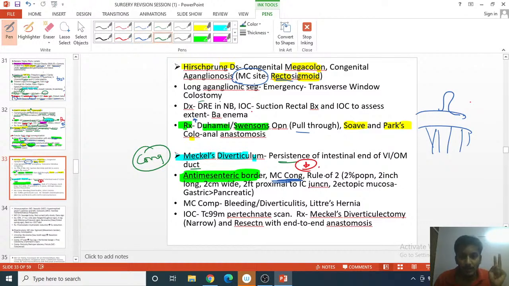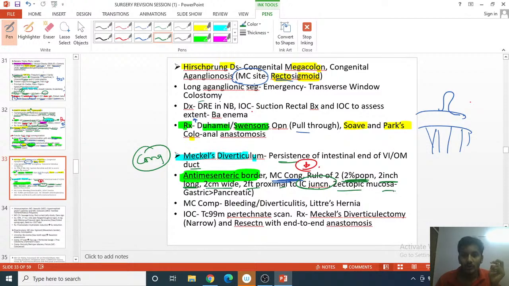What does the rule of two mean? 2% of the population would be affected, so 2% of children are affected. It is 2 inches long, around 5 centimeters or 2 inches. It is 2 centimeters wide. It is 2 feet proximal to the ileocecal junction.